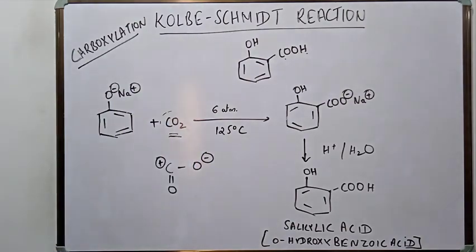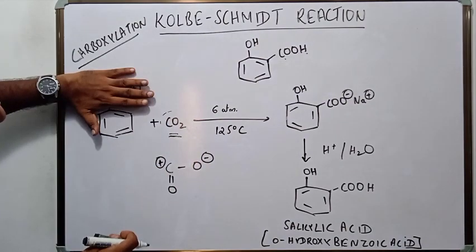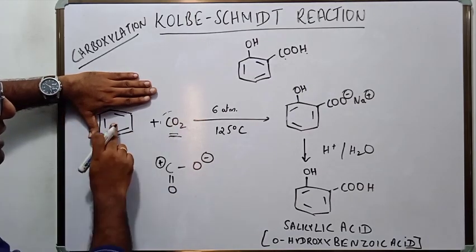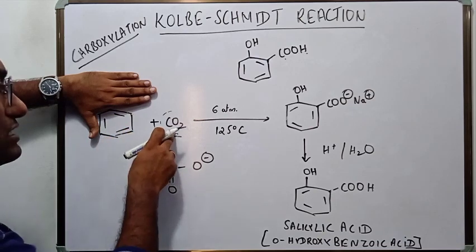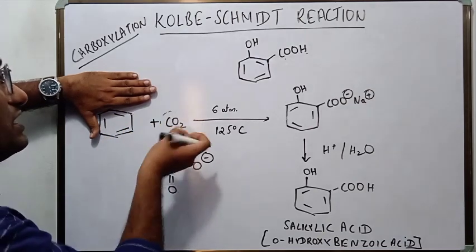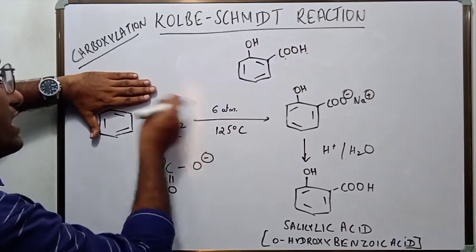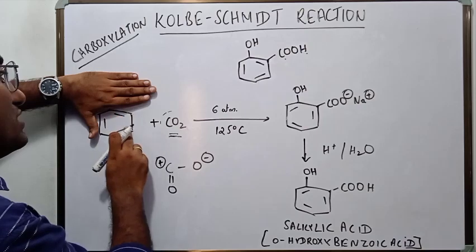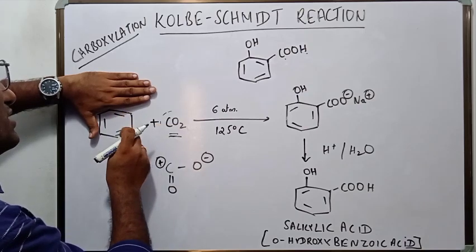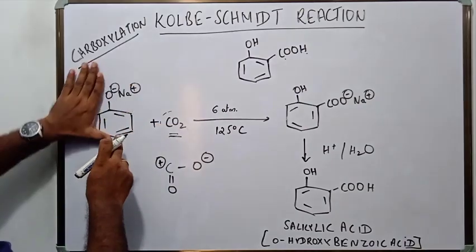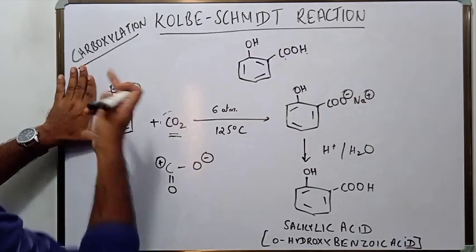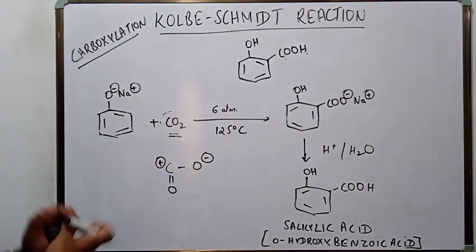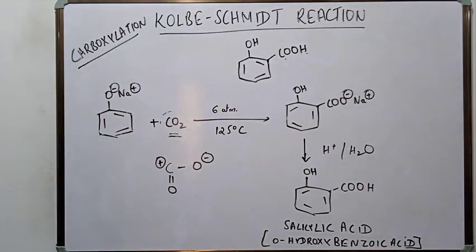Let me repeat the third point. Had it been only the benzene ring, it is not possible. CO2 won't attack the benzene ring because even though it is an electrophile, it is a very weak electrophile. So the ring should have sufficient electron density to attract carbon dioxide, and that is only possible when it is linked to a powerful electron donor group such as O-. So this reaction is possible with phenol, but it is not possible with benzene. This is the third point.